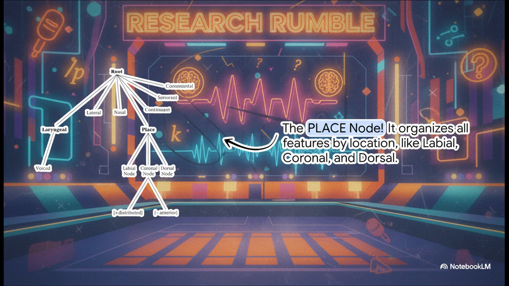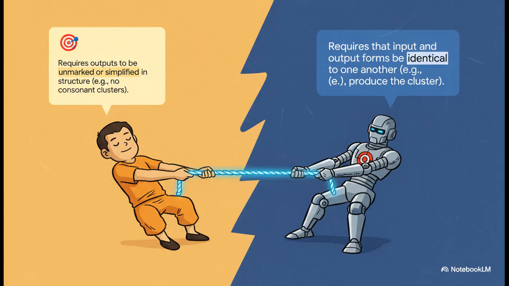This is really why feature geometry is such a cool model. Instead of just having a long, messy list of features, it shows us that certain error patterns, like fronting, aren't just random. They happen within a specific category, a single node, and that has huge implications for how we plan therapy. Okay, next up, optimality theory.